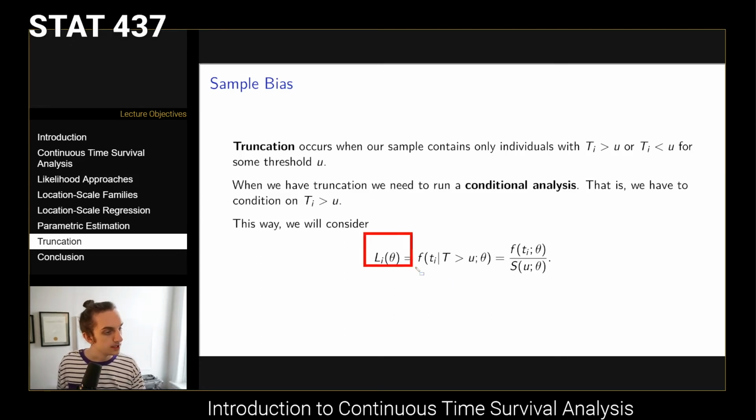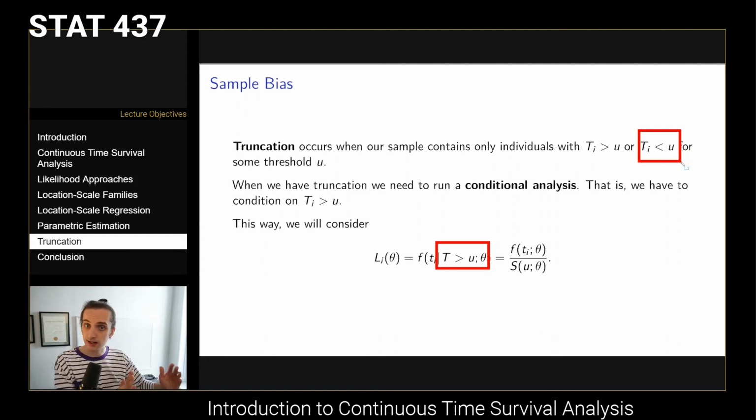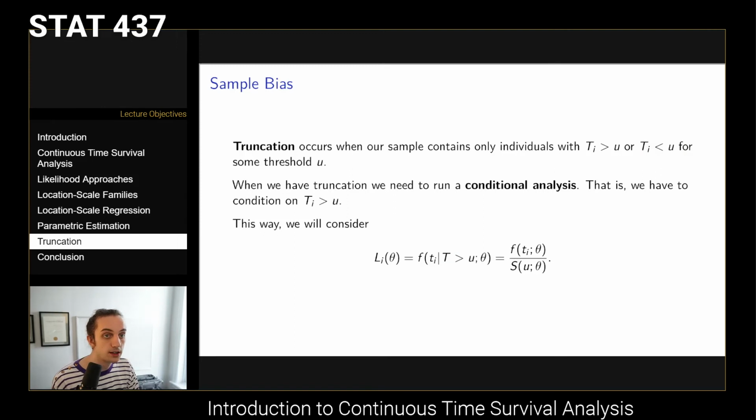Well, specifically, if we start taking a look at the likelihood, we actually need the likelihood to be based on this conditional density here. So it has to be conditional on t, for instance, being greater than u, or equivalently less than u if you were truncating on the upper end, right? And so if you have truncated data, you need to be working in the conditional analysis.